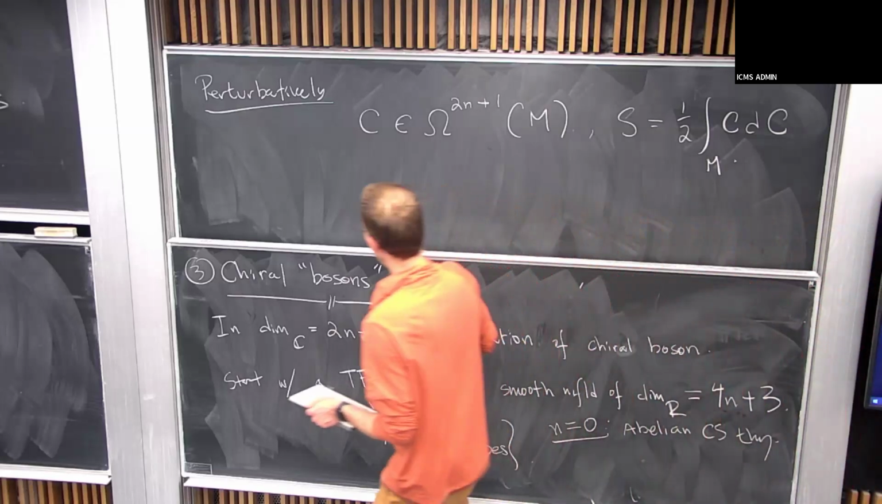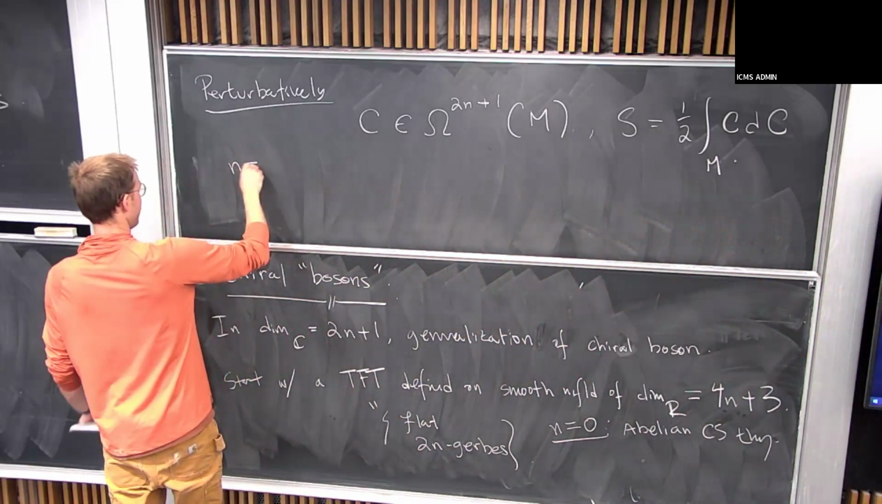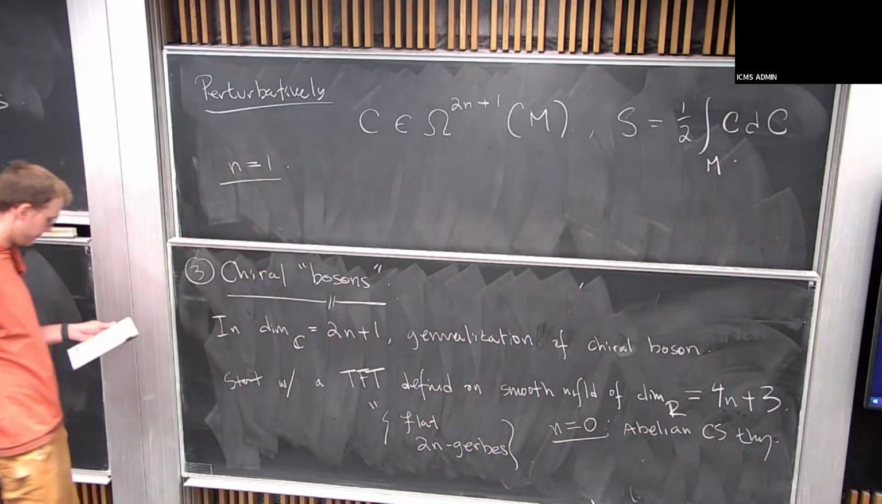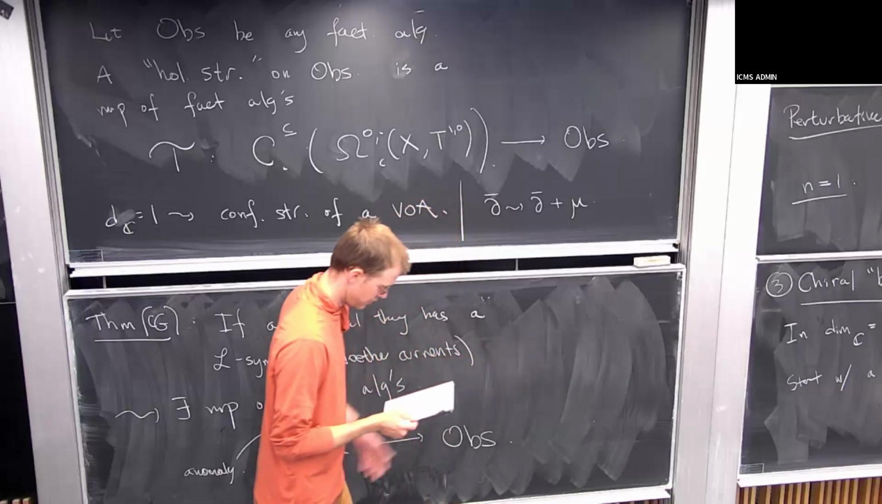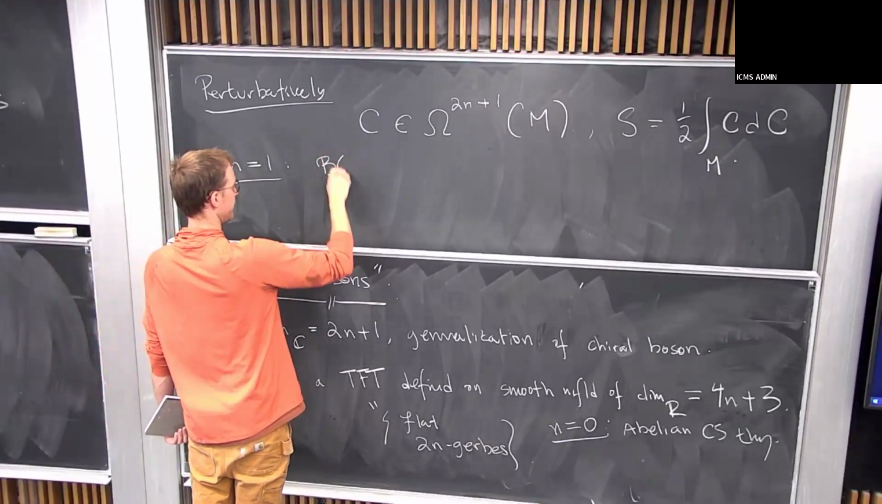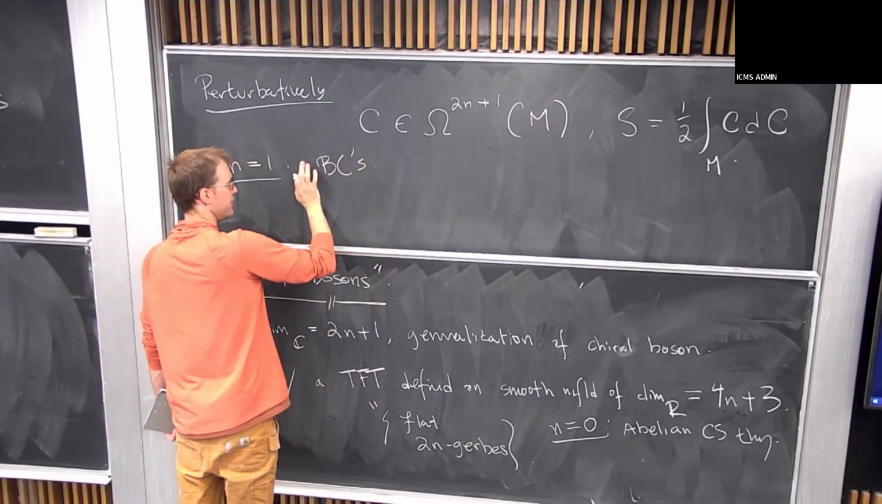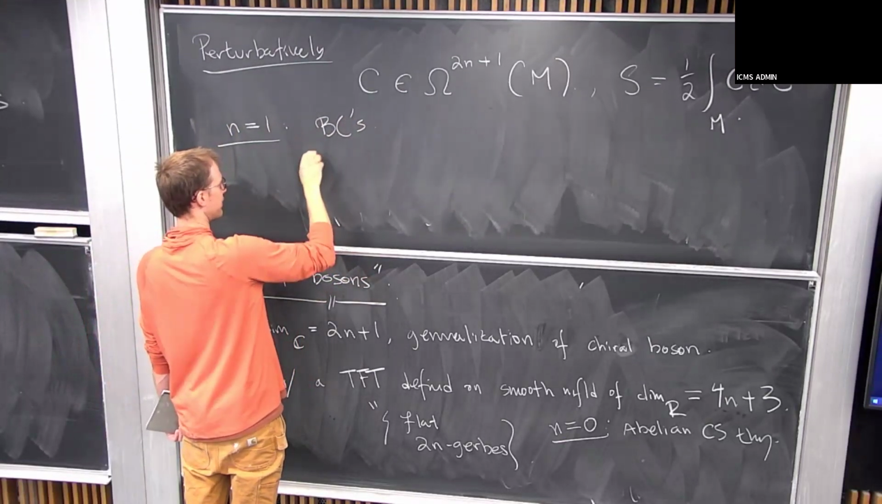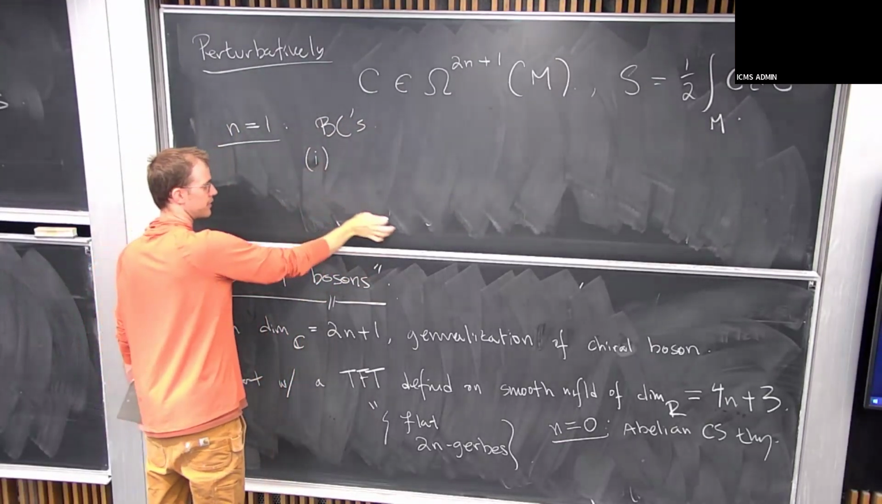So for the remainder, I'm just going to focus on the first non-trivial case. I'm just going to focus on n as 1 for timing and notation's sake. And I'm going to study boundary conditions for this thing. And there are 2 flavors. I'm going to focus mostly on the first flavor, but I want to mention the second one for historical reasons.